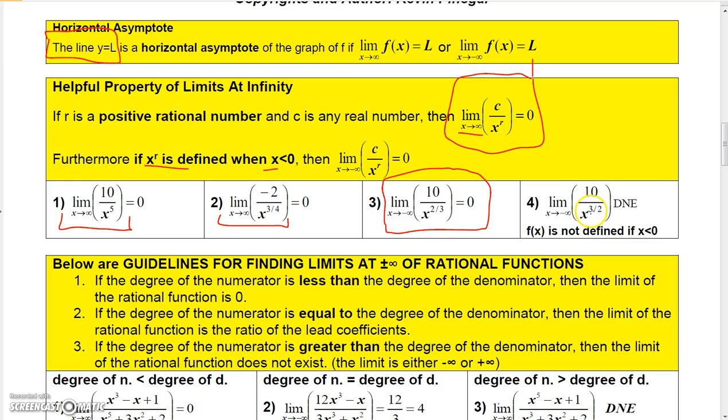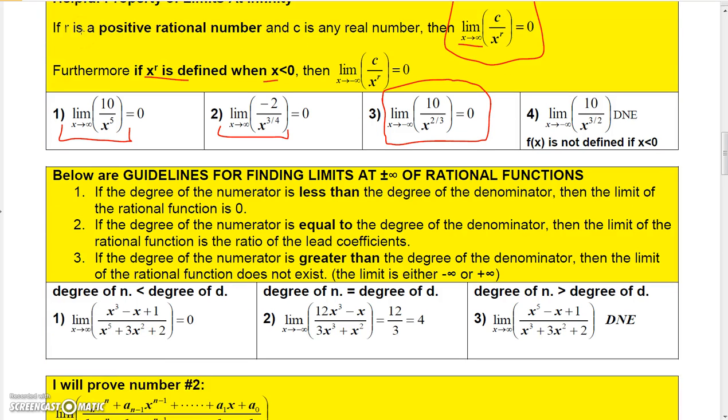But with 10 over x to the 3/2, x to the 3/2 is not defined for negative numbers because that involves a square root. So in other words, the property doesn't apply to this one. But in most cases, you can just say if you have a constant over x to a power as x goes to infinity or negative infinity, you're going to get 0.